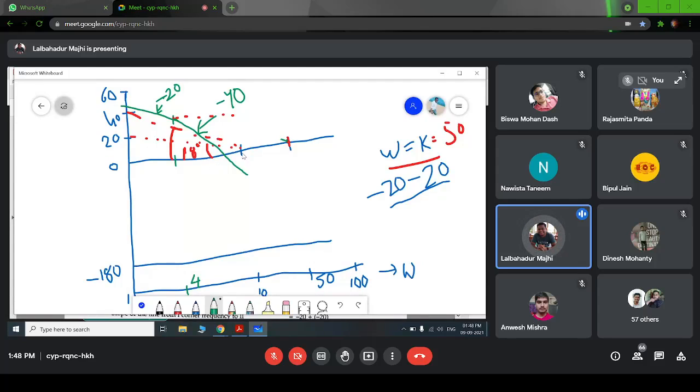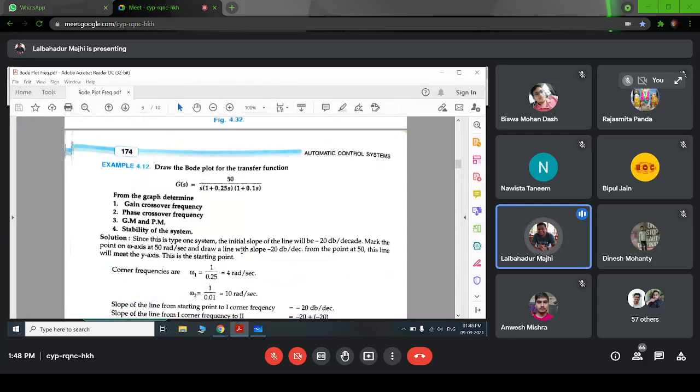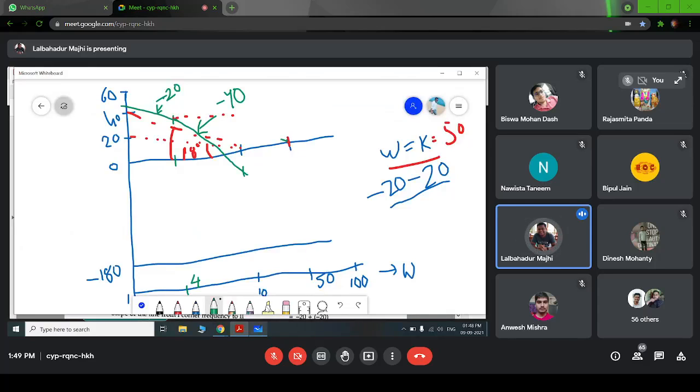So the next corner frequency is 10, up to this point. The next corner frequency belongs to a pole, right? You can see 1 plus 0.1s here. So it belongs to a pole. So we have to add another minus 20 to our slope. So now the final slope is minus 60 dB per decade.